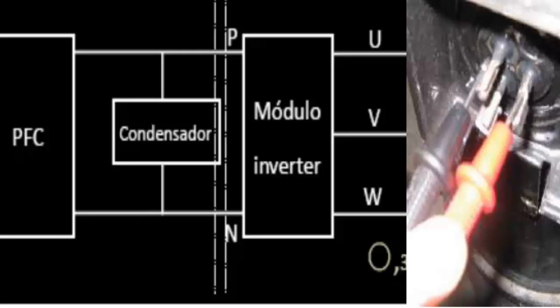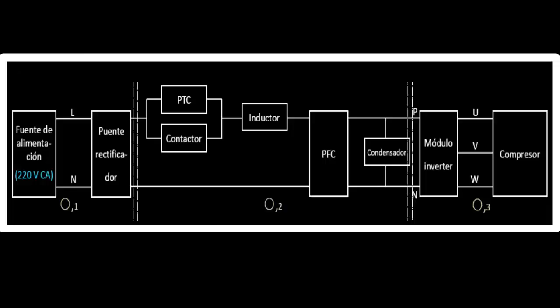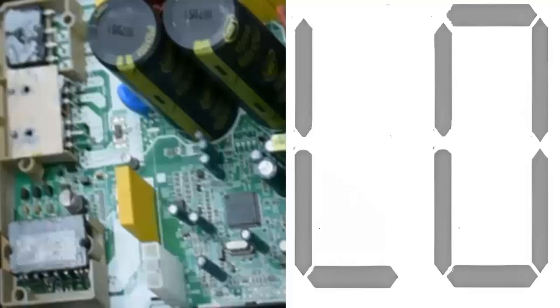C. Measure the resistances between the inverter compressor pins. Generally, they should be between 0.7 and 1.5 ohms between U, V, W, and infinite between each of U, V, W, and ground. If any resistance differs from these specifications, the compressor is not functioning correctly.